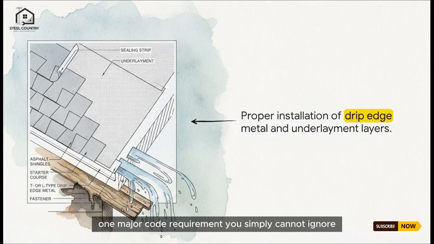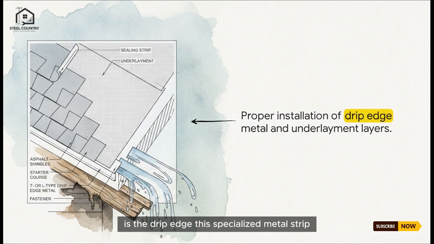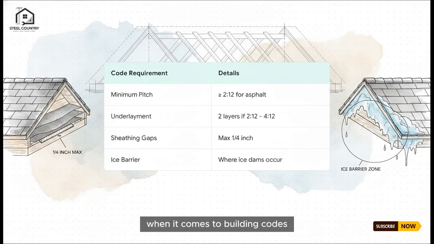One major code requirement you simply cannot ignore is the drip edge. This specialized metal strip absolutely has to be installed at the eaves. Its entire job is to guide water safely away from the fascia board and right into the gutters. Without it, water just curls back and rots out the wooden decking underneath, which is a total nightmare. When it comes to building codes, precision is quite literally everything. For instance, there's a strict maximum quarter-inch gap rule for sheathing just to allow for natural wood expansion.